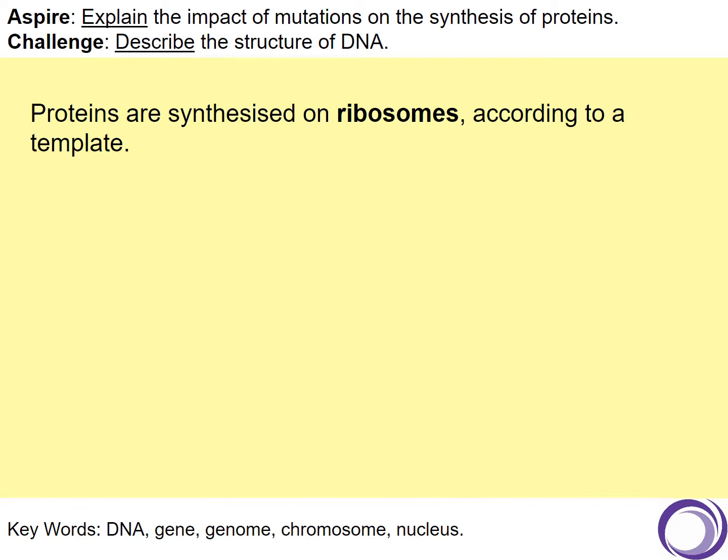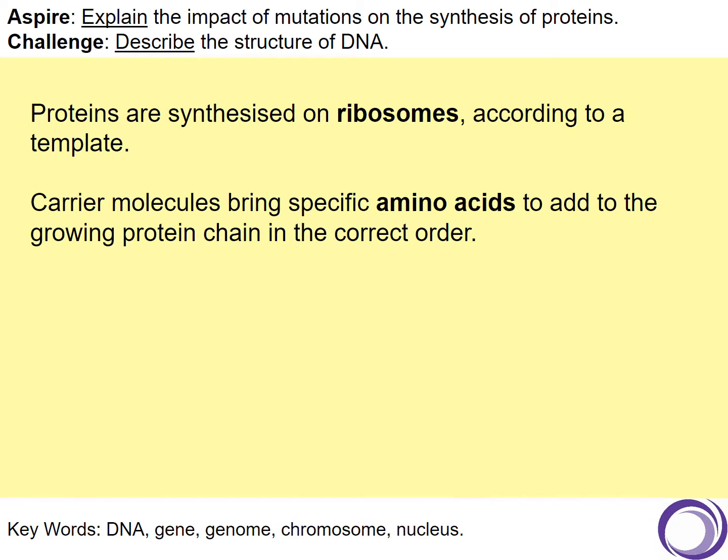Proteins are made on ribosomes. Ribosomes are cell organelles that are found in the cytoplasm. They are the location for protein synthesis. And you would have learnt about the function of ribosomes in B1. So proteins are synthesized on ribosomes according to a template.